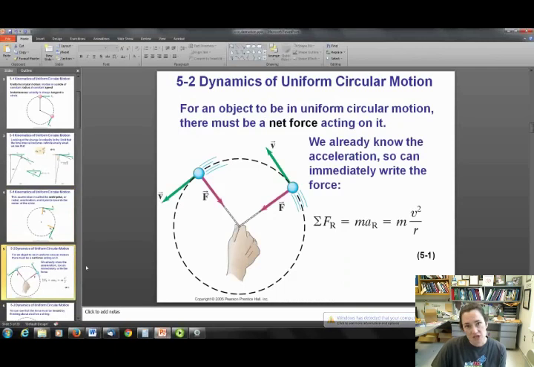So for an object to be moving in uniform circular motion, because it's accelerating, that means that there has to be a force on it, because F is equal to the mass times the acceleration. We already know what this acceleration is. It's our radial or centripetal acceleration, which is equal to v squared over r. And so we know what the magnitude of the force is, the centripetal force, which is mv squared over r.